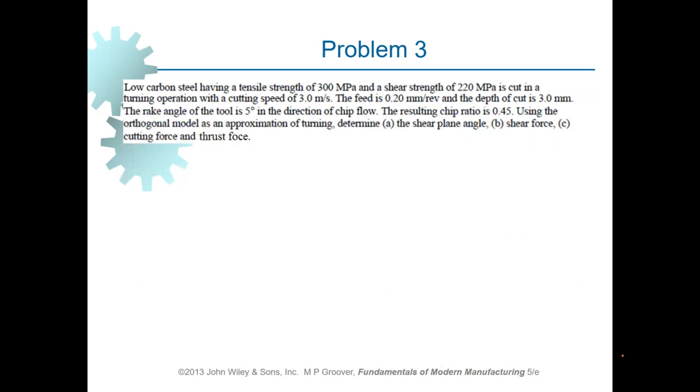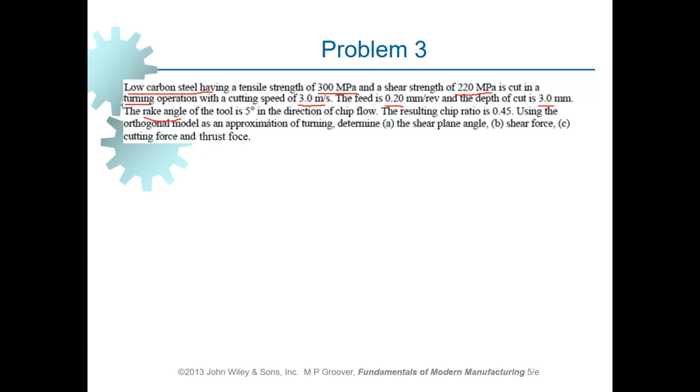Okay, problem 3. Let's see what we are asked to do. Low carbon steel is generally considered as an easy to machine steel. Low carbon steel is a mild steel and it is an easy to machine material. Having a tensile strength of this much and the shear strength of the given value, it is cut in a turning operation. So the type of the operation is turning. With a cutting speed V of this much, feed is also given. Depth of cut is another parameter that is given to us.